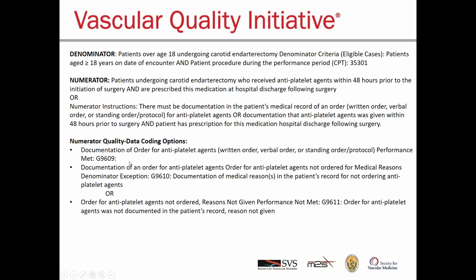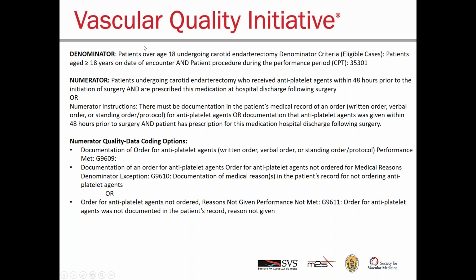You ordered the antiplatelet agent. Okay, great. You documented that you didn't order the antiplatelet agent for medical reasons. Okay, no problem. This code. Or you didn't do anything. There was no documentation that it was ordered. There was no documentation that it wasn't ordered for a particular reason. Then you put the G9611. So then that means you reported that measure.